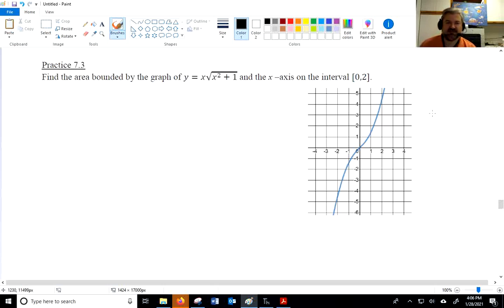Let's see here. Find the area bound by the graph of y equals x times the square root of x squared plus 1 and the x-axis from 0 to 2. Pause the video, give it a try. All right, hopefully you remember that the area is a definite integral. From 0 to 2, this is all above the x-axis, so we just need to use the integral from 0 to 2. We don't need to take any absolute values.